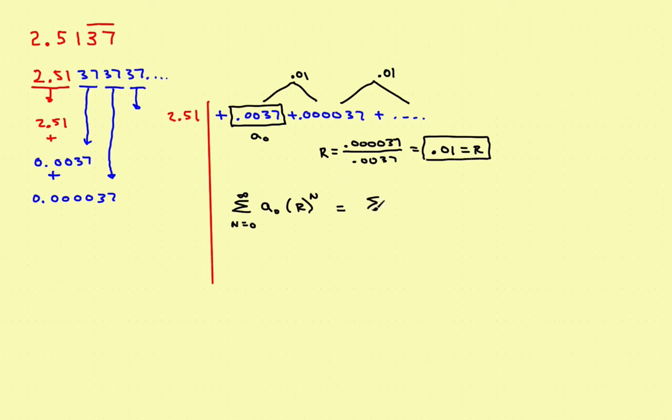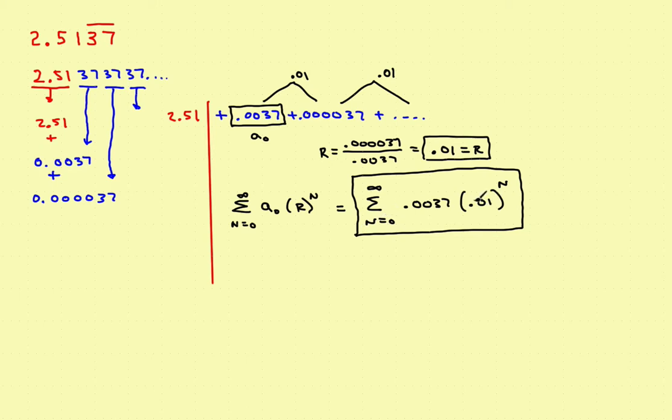So now we can rewrite this as the following. It's the summation from n equals 0 to infinity of the first term, which is 0.0037, times the common ratio, which I now know is 0.01, all raised to the n power. So what this is, is the repeating part of the decimal expressed as a geometric series. Now you can find the sum of this blue part, of the repeating part. So we'll do that.